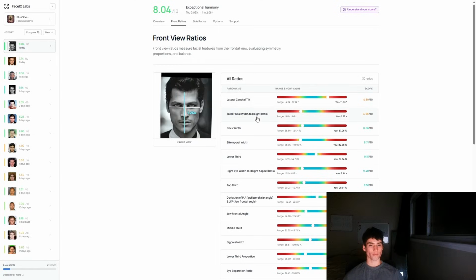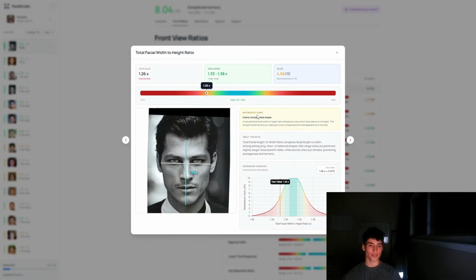Next up, we have the total facial width to height ratio. This is a little bit outside the ideal, right? You can see him on the chart. He has a 1.27 value, which, so his face from the bottom of his chin to the top of his hairline is 1.27 times larger than the edges of his cheekbones, or his zygos, actually. So he has a bit of a longer face, right? So that's something that definitely holds him back.